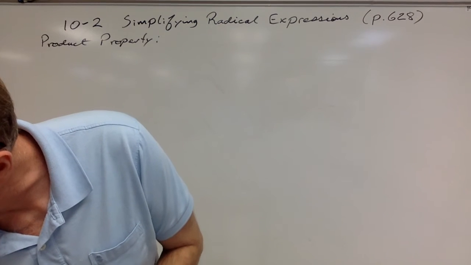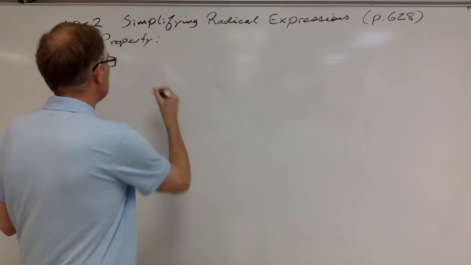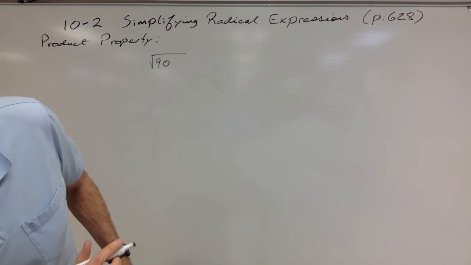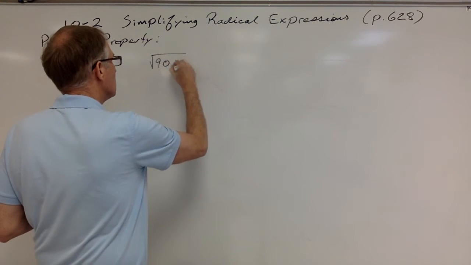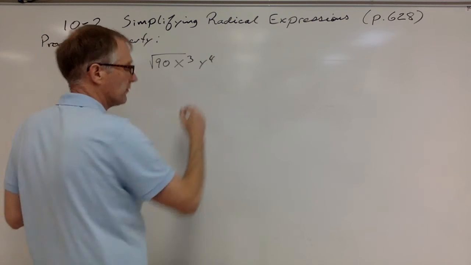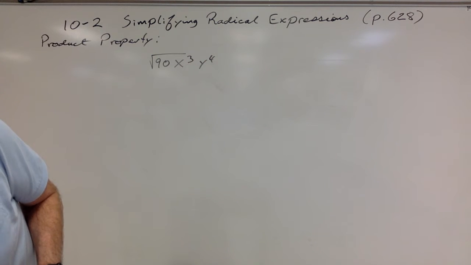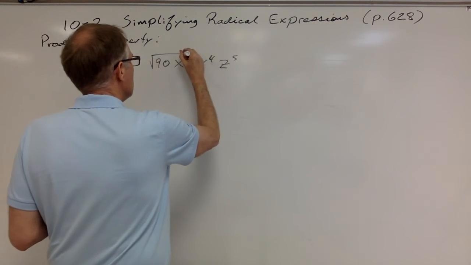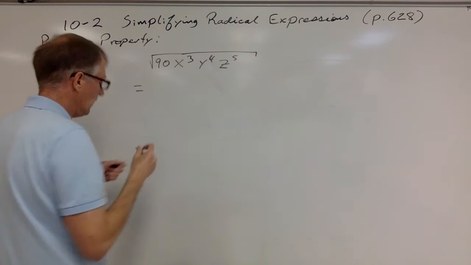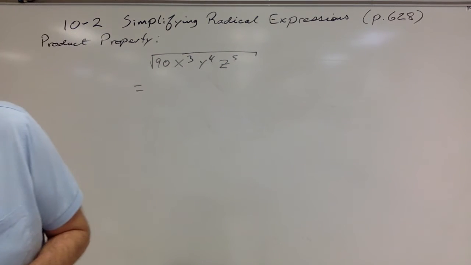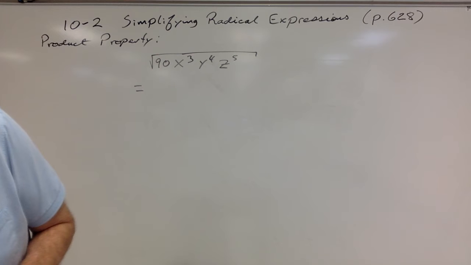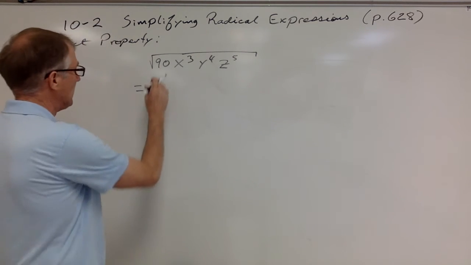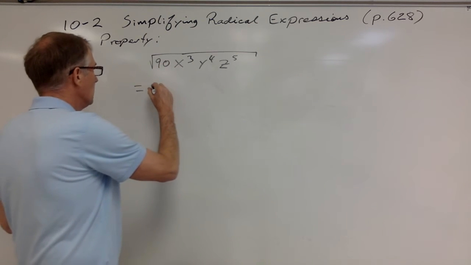And lastly, what if you have some variables in here? The next example is the square root of 90 times x cubed y to the 4th z to the 5. Well, 90 is going to be, in what's called prime factorization, so I write these in terms of primes.